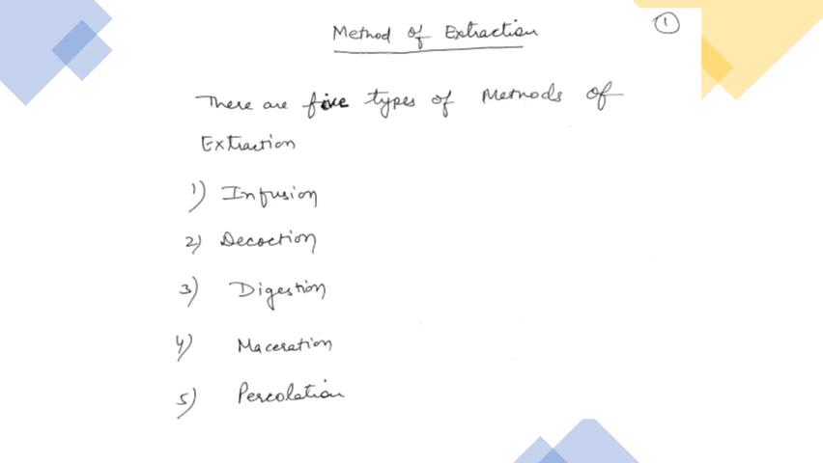So we divide the method of extraction into 5 main types, and we have a good extraction process in all these 5 methods. The first is infusion, the second is decoction, the third is digestion, the fourth is maceration, and the fifth one is percolation. So we can divide the method of the extraction into 5 types.